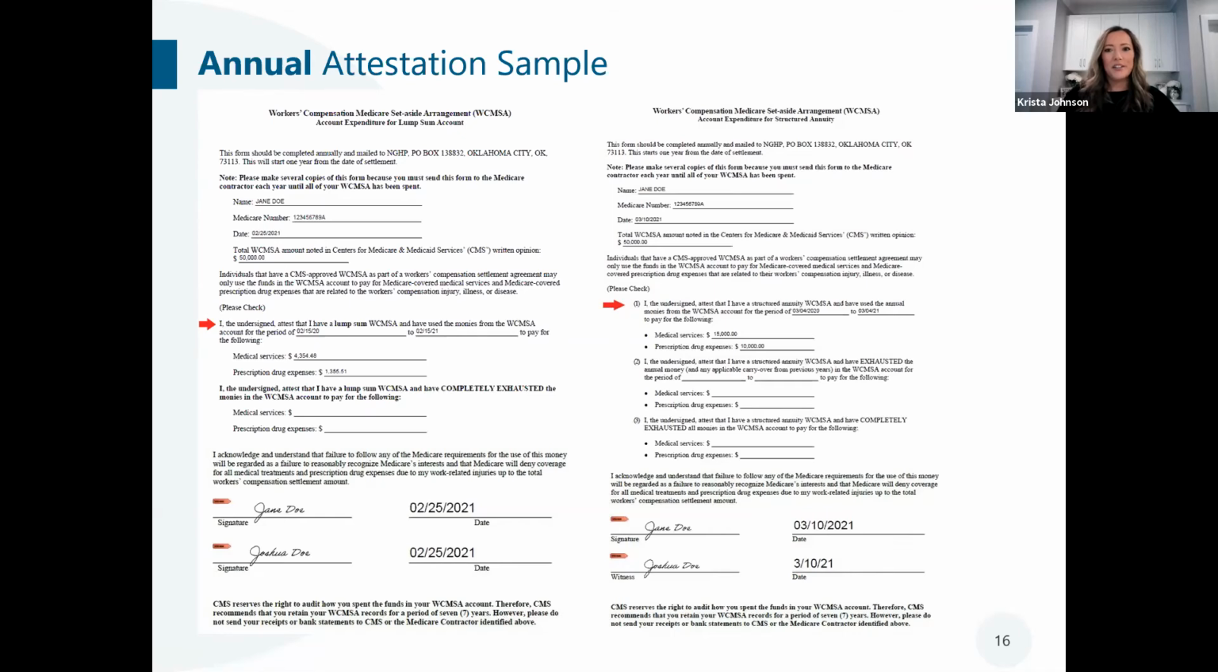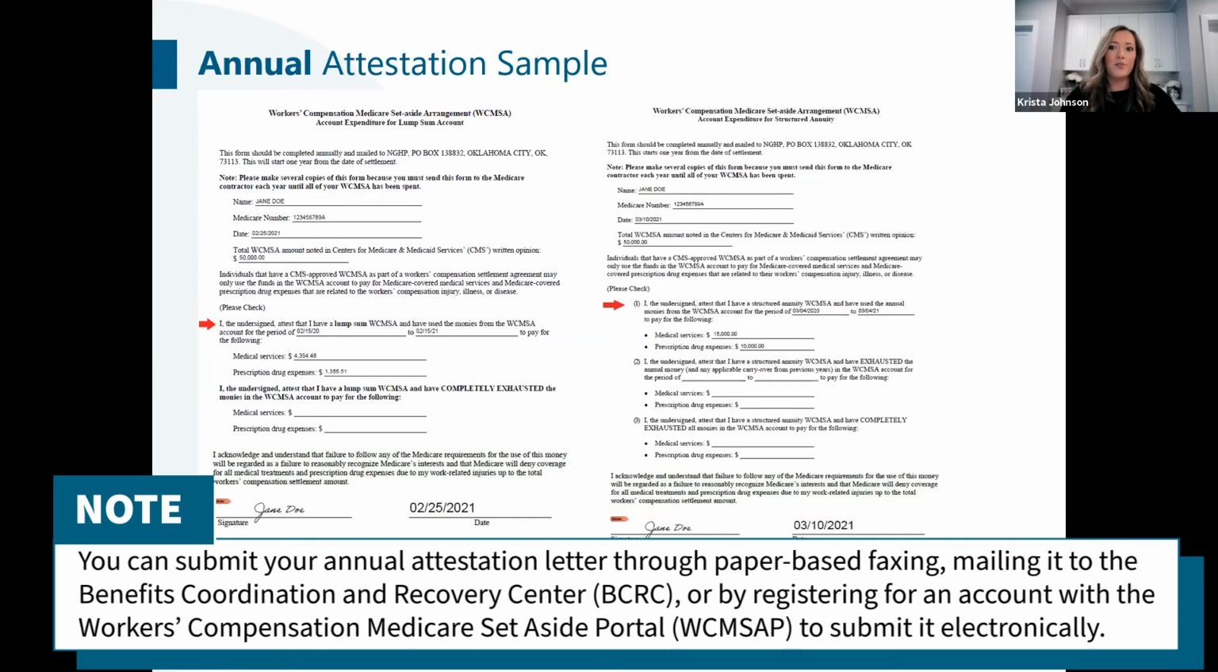So shown here, you will see the required attestations you will need to submit to CMS. This occurs annually within 30 days of the settlement date or when the account temporarily depletes or exhausts, even if it is mid-year. You can submit these via paper-based faxing, you can mail to the specific CMS unit, or you can also register for an account on the Workers' Comp MSA portal to report your attestations.